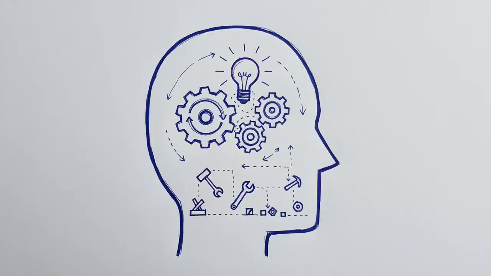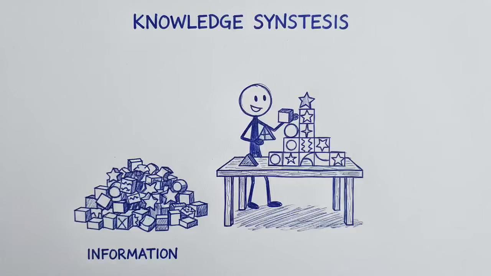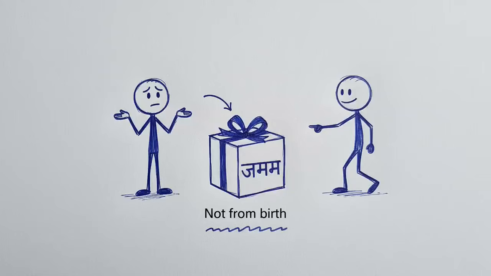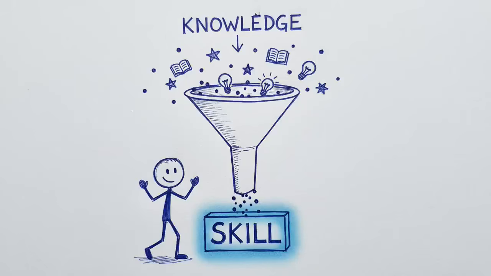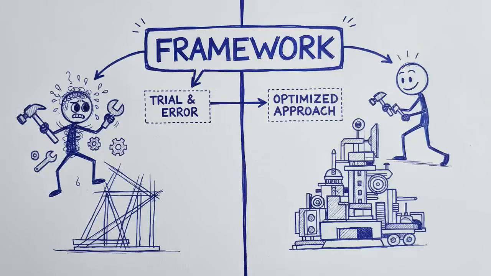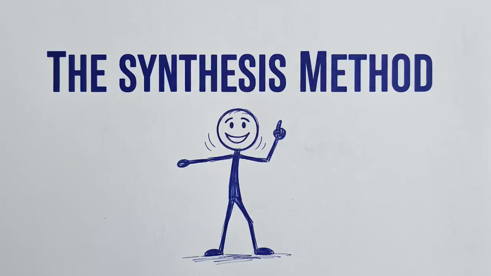Their minds are for creation, not for storage. They are synthesizers of knowledge, not just collectors of information. And the ability to become a synthesizer is not a gift you are born with. It is a skill you can learn. There is a specific method that turns scattered knowledge into deep, applicable skill. It is a framework for thinking that separates the amateur from the master. We call it the synthesis method.